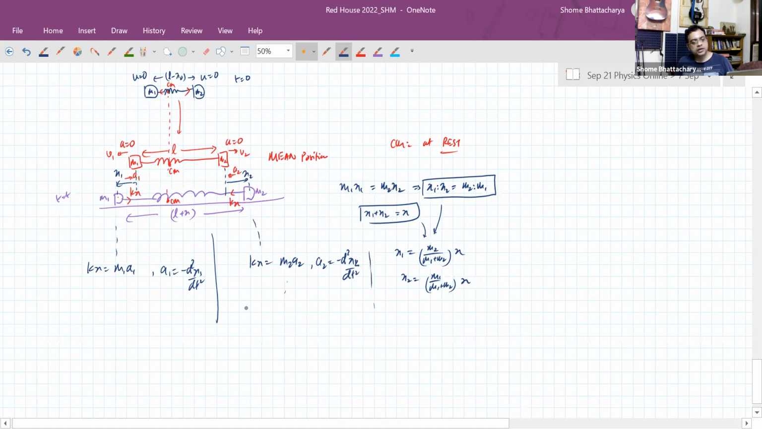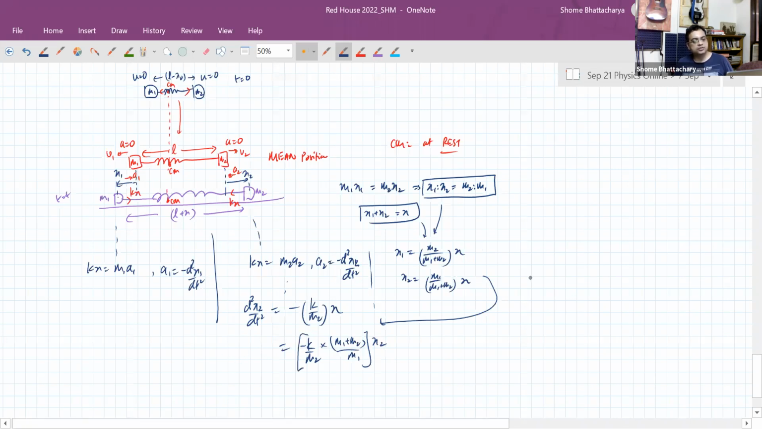You got that d2 x2 by dt square is minus k by m2 into x, and now from here substitute x. So it is minus k upon m2. So x in terms of x2 is how much? It is m1 plus m2 upon m1 x2. So this is your omega square.